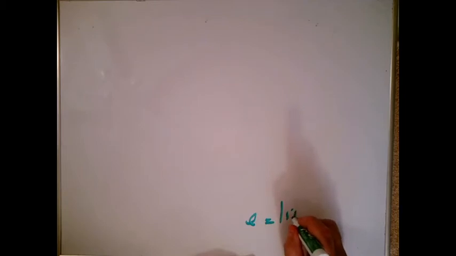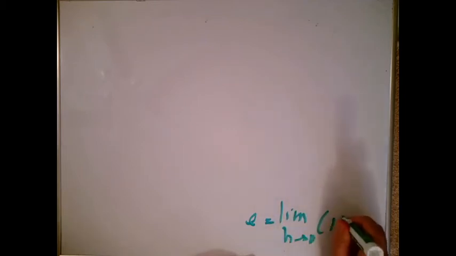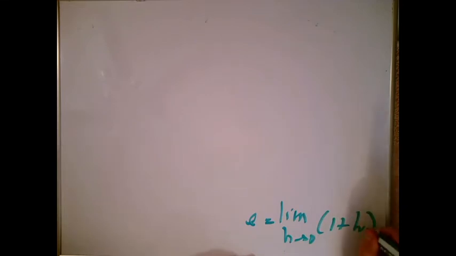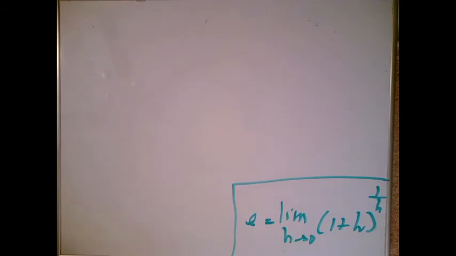Maybe we can see it, maybe we won't. We'll just see. I'm just going to write down that e is what you get when you take the limit as h goes to 0 of (1 plus h) to the 1 over h. That's what we want right there.